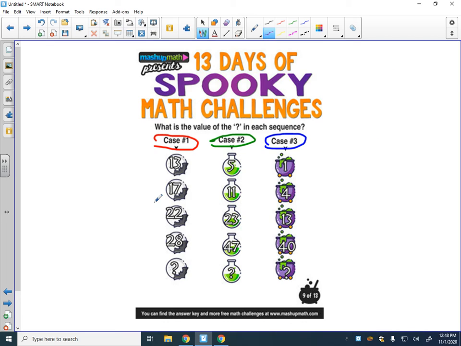Okay, so we'll start with case 1. Case 1 makes sense, right? And what I have learned to do over the years, if there is a number pattern in front of me, I sometimes like to see what's happening, and that can sometimes be helpful. So how do I go from 13 to 17? Well, it's going up, right? So I'm adding. And how much am I adding? Yeah, I'm adding 4.